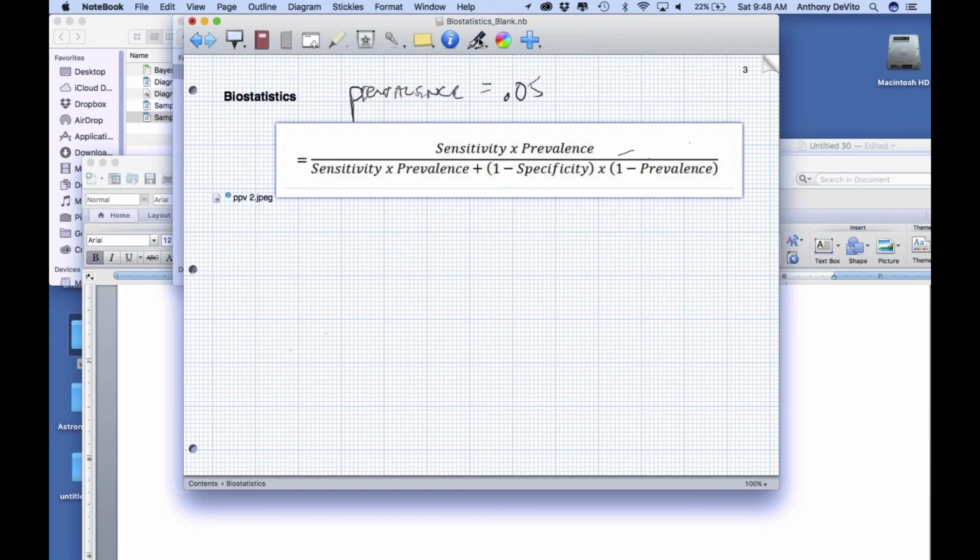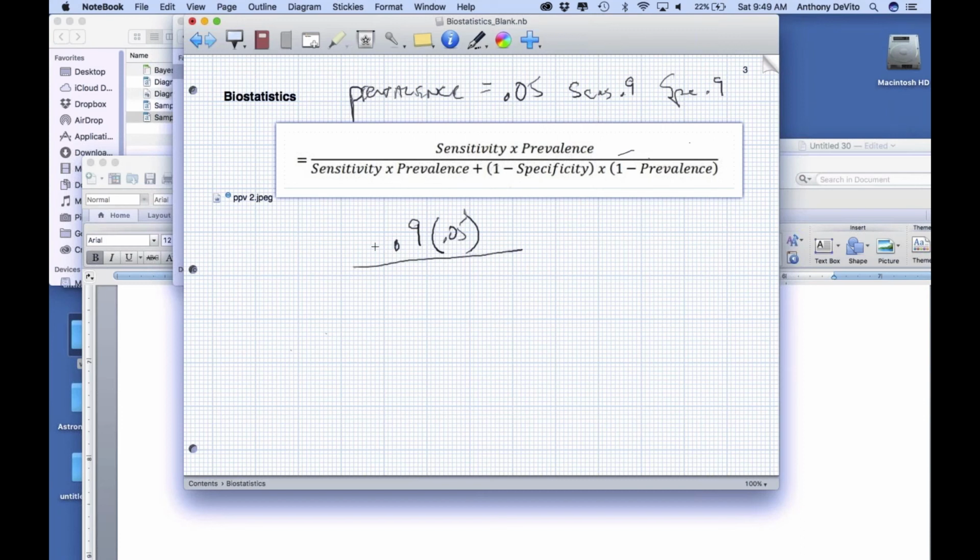Okay, so I'm going to have to work from memory here again. So actually, I think the others are specificity and sensitivity. I said were 90%. So I can just say sensitivity 0.9, specificity 0.9, 90%. Okay, so let's work this out. The sensitivity is 0.9 times the prevalence, which is 0.05, over the sensitivity times the prevalence again.